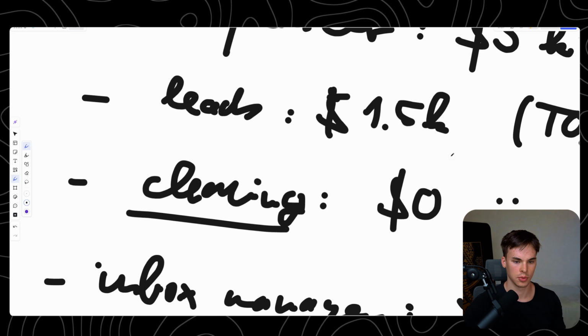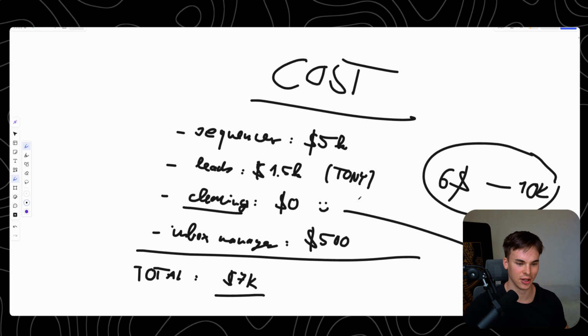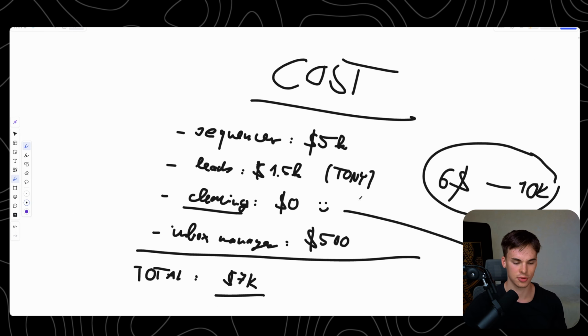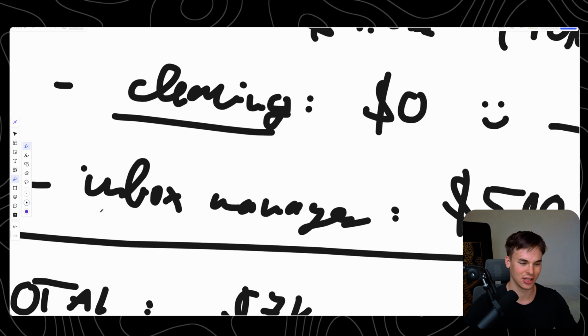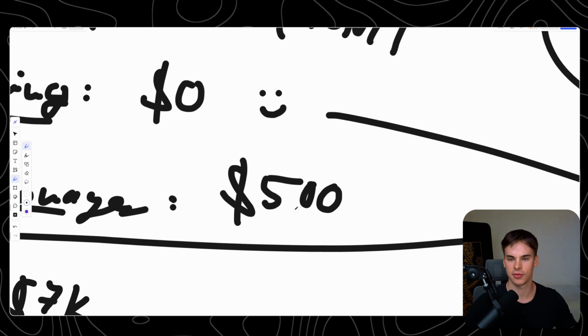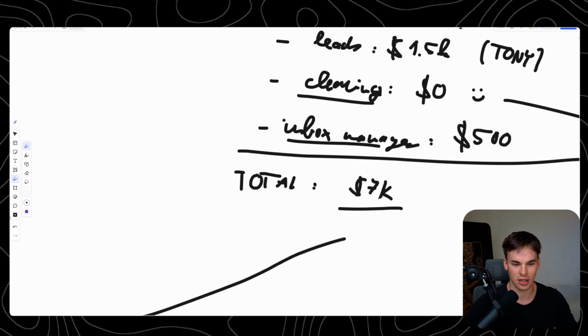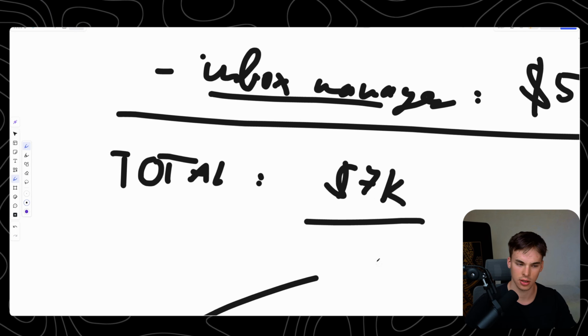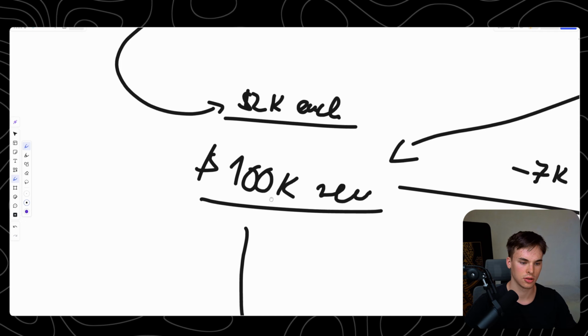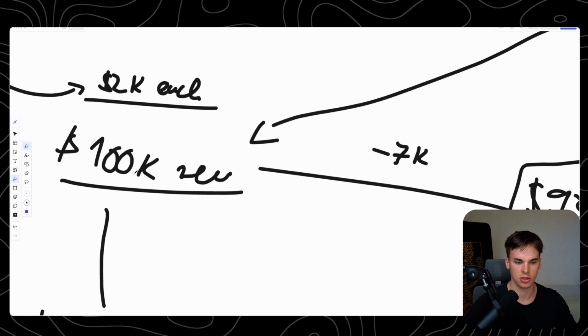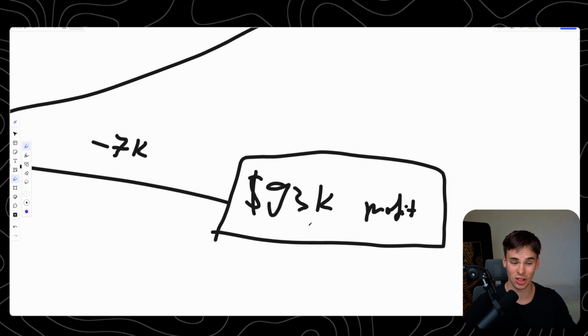Just keep watching on, because I'm about to reveal something real crazy, which a lot of people are just dismissing. Next, you're going to need an inbox manager. It's going to cost you like $500, and realistically the total is going to be like 7k, give or take. What is going to cost you, and what's going to be profit? It's going to cost you 7k. You're probably going to make 100k in revenue. So 100k minus 7k is going to be 93k in profit.